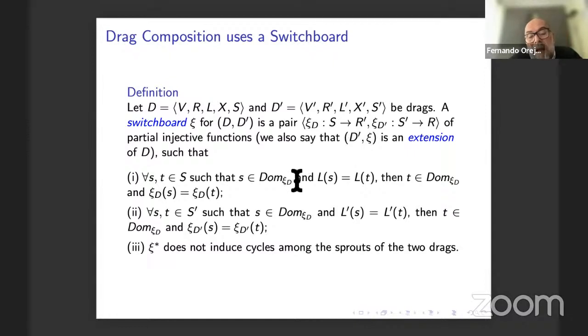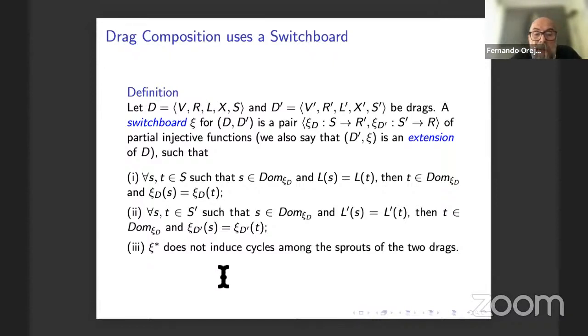It must satisfy three basic conditions. One is that if two sprouts have the same label, then the switchboard is defined on both of them or on none of them. It cannot happen that the switchboard is defined for one of these vertices and not for the other, and vice versa.